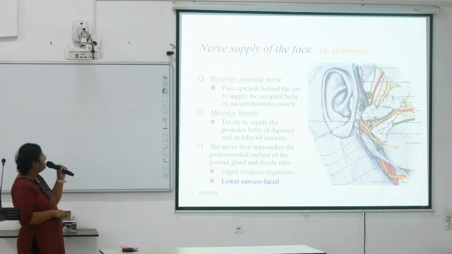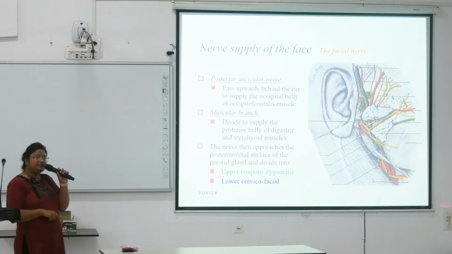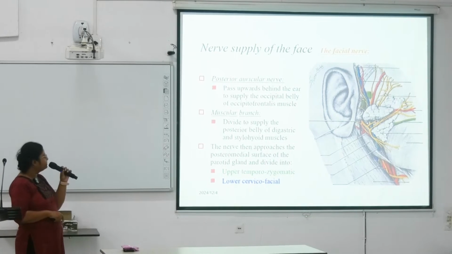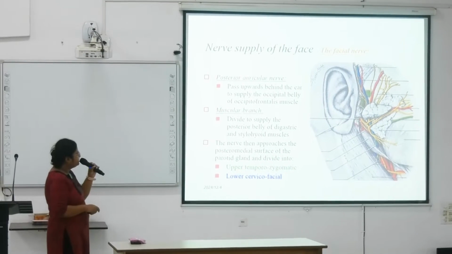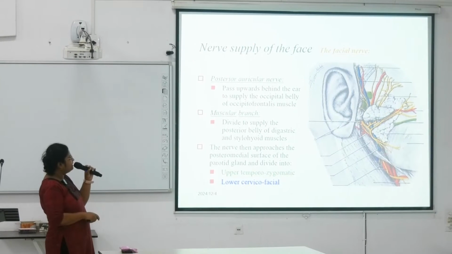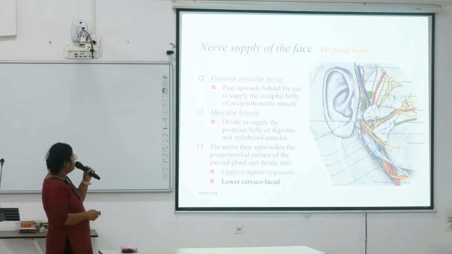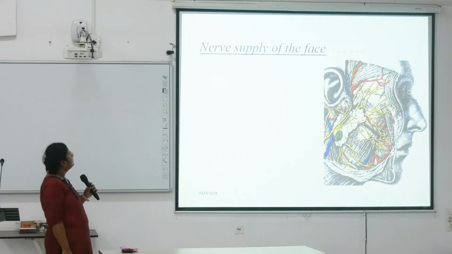Okay, and the nerve then approaches the posteromedial surface of the parotid gland and first divides into 2 branches, and these 2 branches again divide into a total of 5 branches: upper temporozygomatic and lower cervicofacial. Okay. Here it is entering into the gland. The gland has been cut partially to show the nerve fibers. Next.